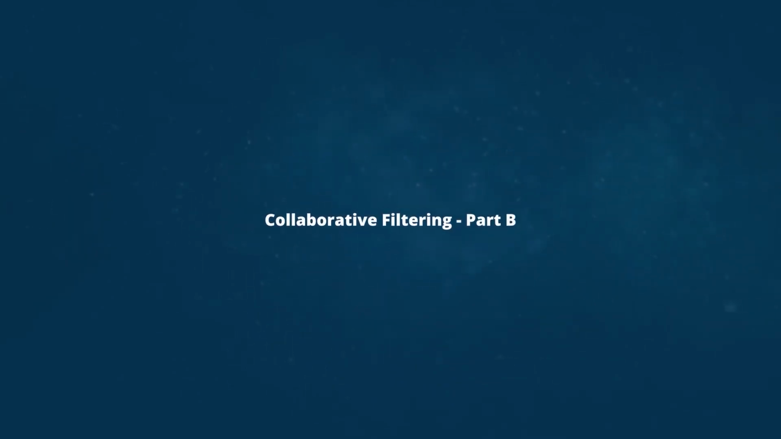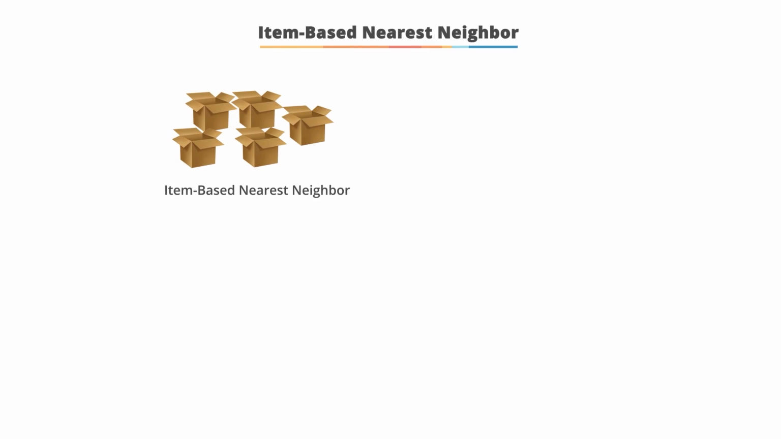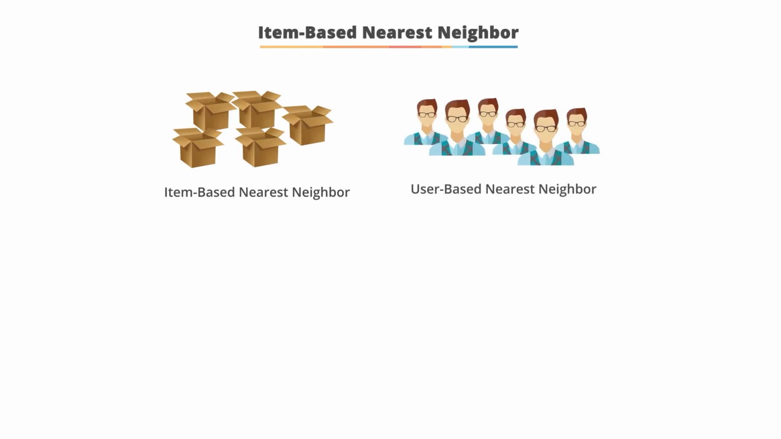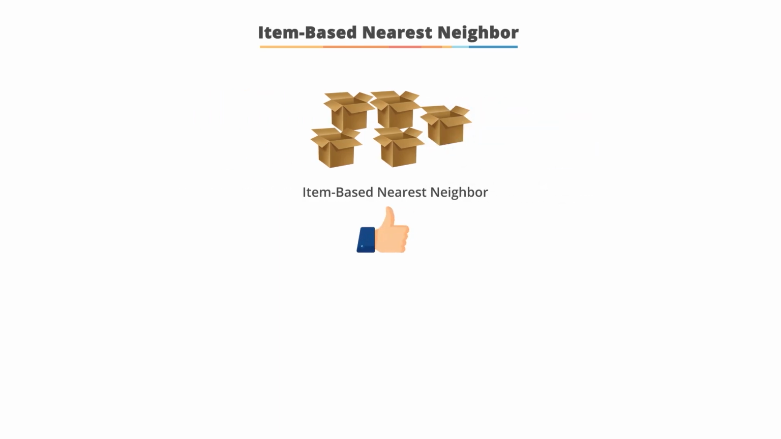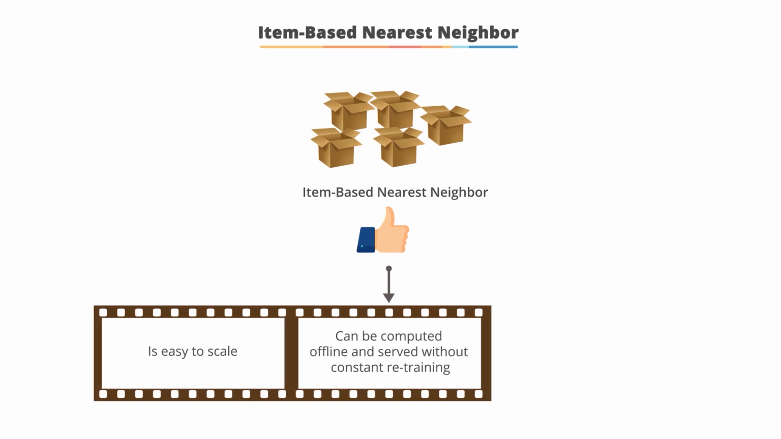Collaborative filtering, Part B. Now let's understand how item-based nearest neighbor works. The item-based approach is preferable to the user-based approach. So what is the reason behind this preference? Because of the dynamic nature of users, the user-based approach is often harder to scale, as the items usually don't change much. The item-based approach often can be computed offline and served without constant retraining.